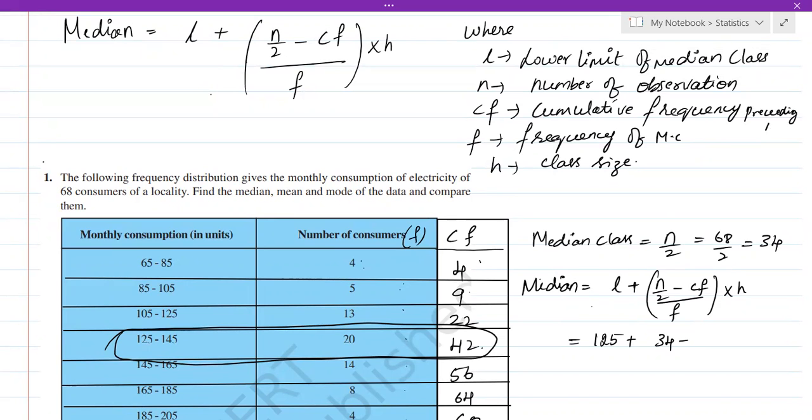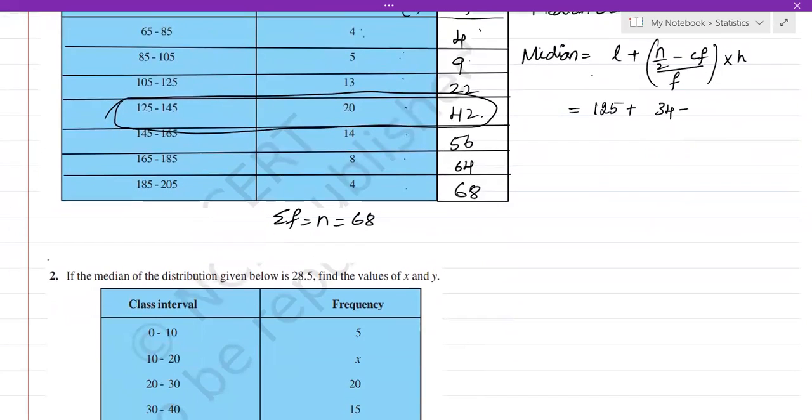While saying it, I said it, but while writing, I wrote it the other way. Now here, you must take the CF, not of the median class. Here, in median class, what is the CF? It is 42. We have to take the previous one. That is 22. 34 minus 22. F, we have to take the same one.